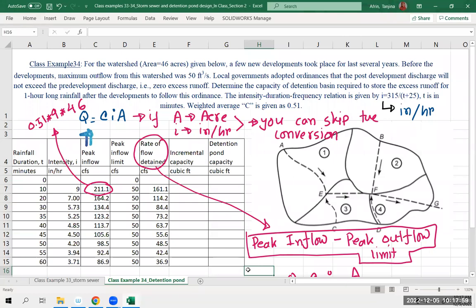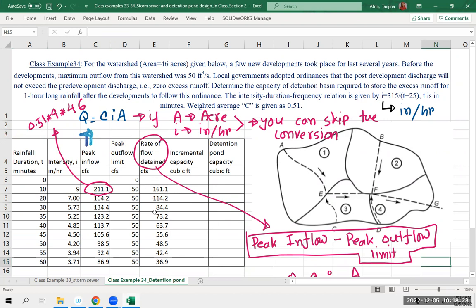I think that will be the better word, like instead of peak inflow limit, maybe peak outflow will be a better one. Because inflow is whatever you are producing and 50 is the allowable one. But you know what we are talking about here, right? Okay, now the next and the last two parts.